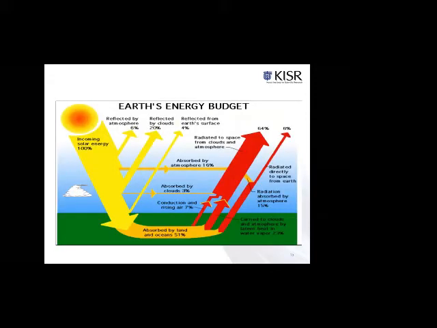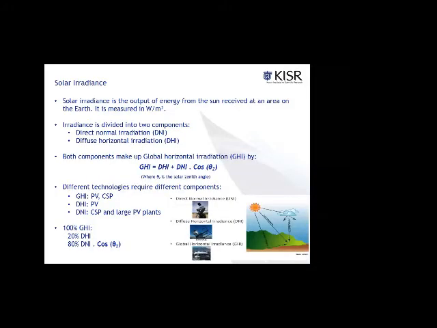The Earth's energy budget is shown in this figure. We can see that not all the incoming solar energy is absorbed by the Earth, by land or oceans. And the percentage we have available is almost half to 60% of the energy. So we will talk about this percentage. This incoming sun ray or radiation is first called global horizontal irradiation. It is divided into two components: direct normal irradiation, DNI, and diffuse horizontal irradiation, DHI.